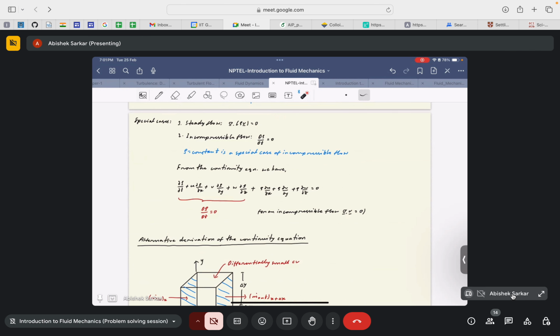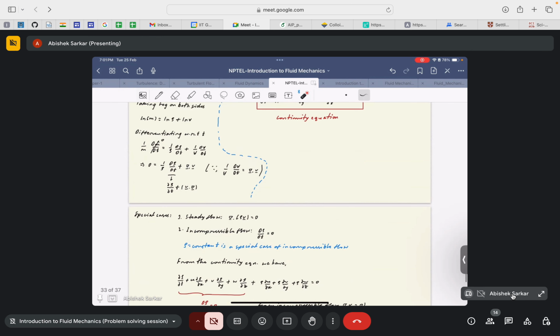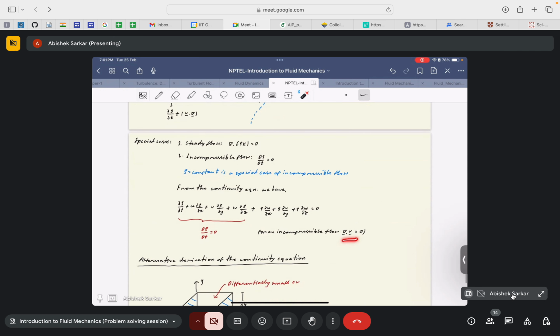This term is again dou rho by dou t equal to 0. So for incompressible flow, this is equal to 0. So we can write from this that we will be left with del dot V, or the divergence of the velocity field, equal to 0. Okay, so this form of the continuity equation is indeed the special form of the continuity equation where the flow is considered to be incompressible.